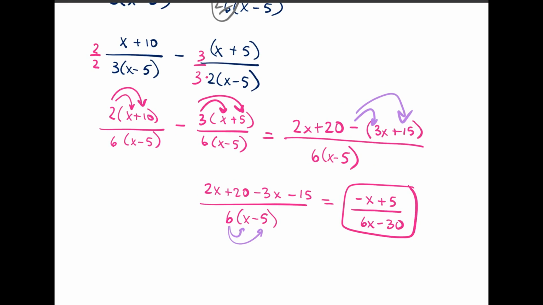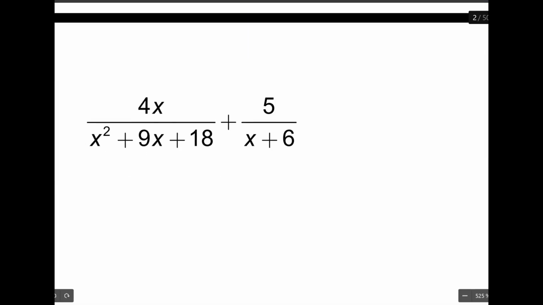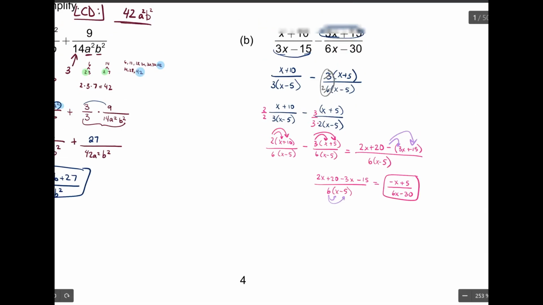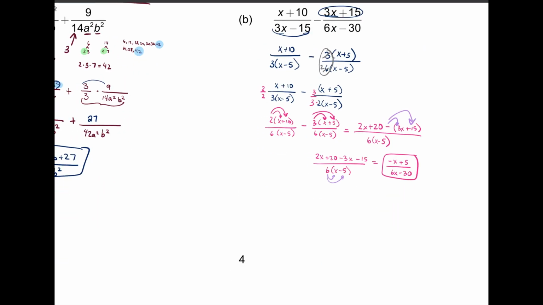Yeah, I think there's like 2 or 3 problems on the back. But it says the least common multiple, so the least common multiple would be 6 times x minus 5. Exactly. Sorry, I forgot to write that. Least common multiple is 6 times x minus 5.